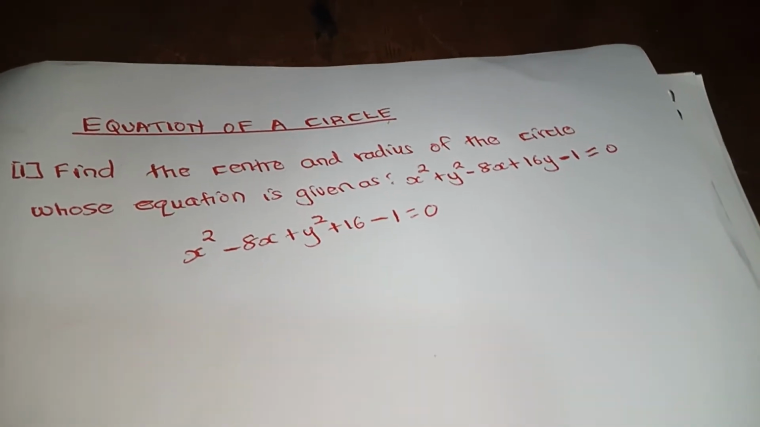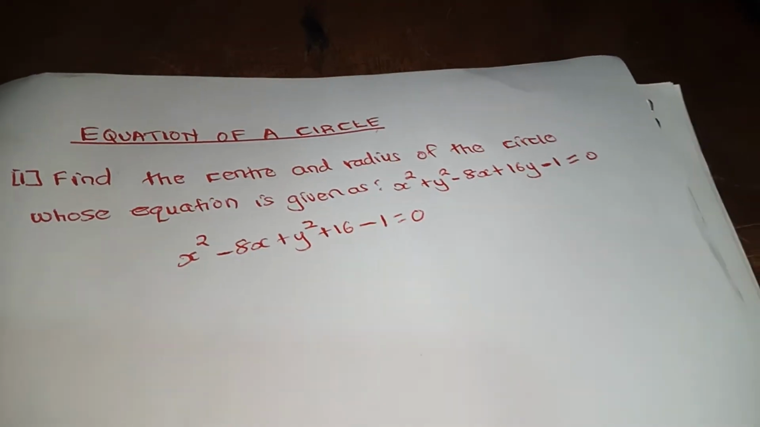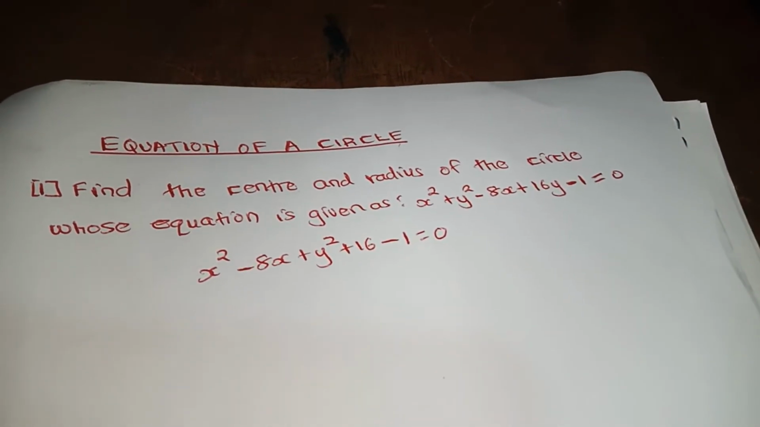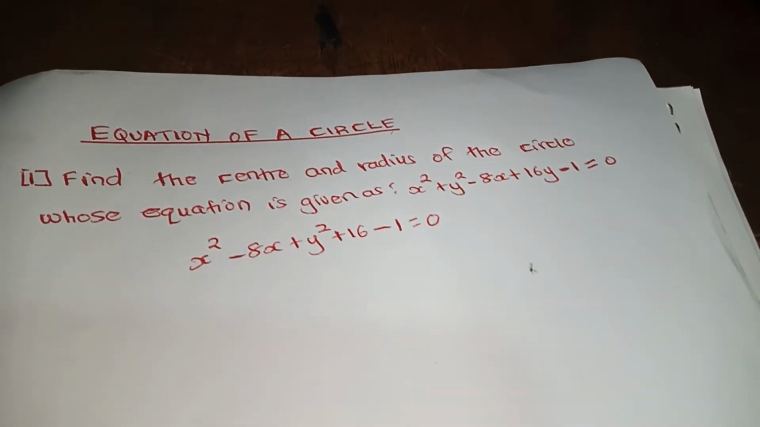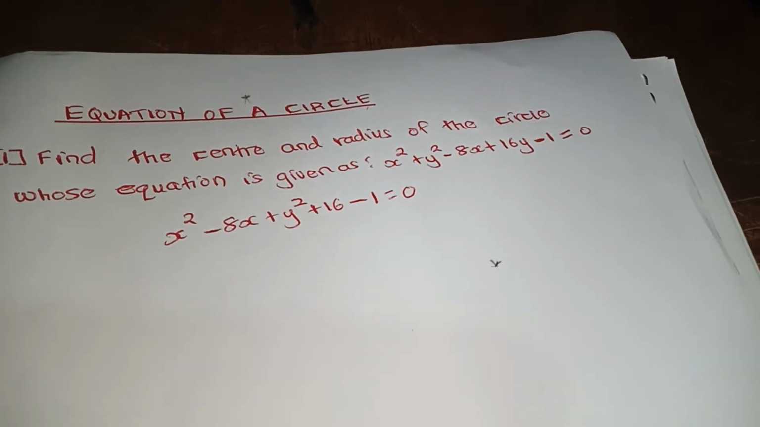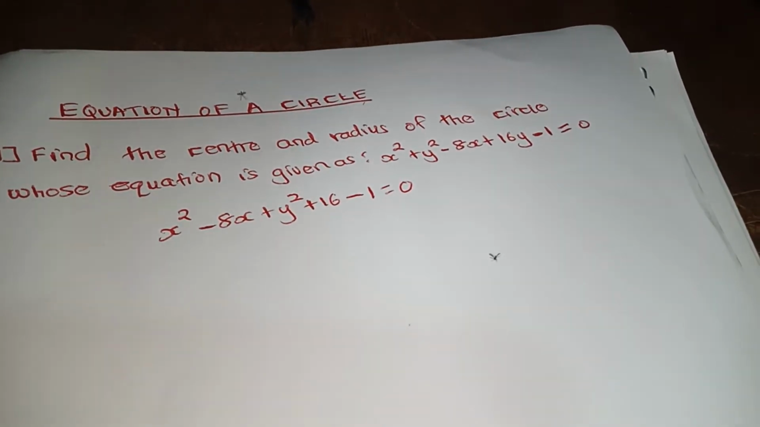Today we are going to learn about the equation of a circle. We have a question. It reads, find the center and radius of the circle whose equation is given as x squared plus y squared minus 8x plus 16y minus 1 is equal to 0.